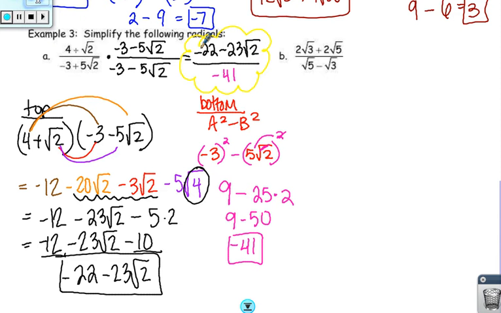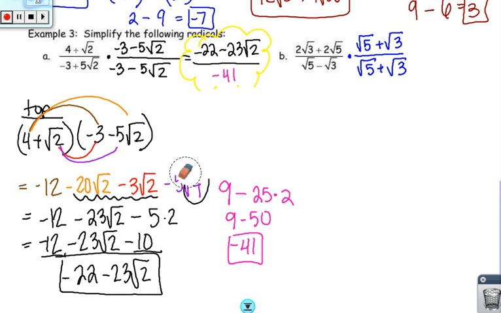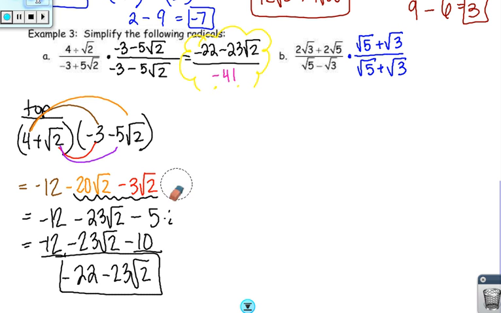2 square root of 3 plus 2 square root of 5 all over the square root of 5 minus the square root of 3. What's our first step, you guys? Look at the bottom. I have two pieces. I need to take the conjugate of that. So the square root of 5 minus the square root of 3 becomes the square root of 5 plus square root of 3. Now I'm going to go ahead and erase some of this work over here so we have a little bit more room. Okay?